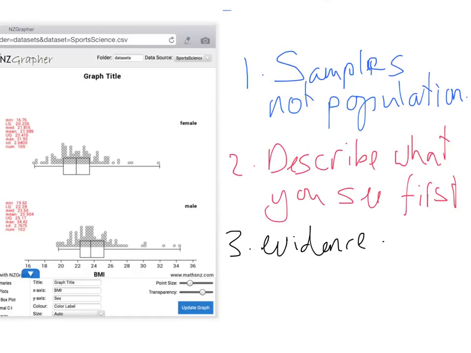Right, so the evidence I've got here is that the median is higher for both of them, and the mean is higher for both. The mean and the median is higher for male than it is for female. Right, now I've talked about the centre.